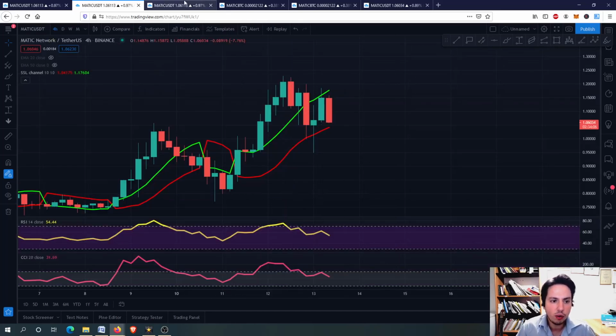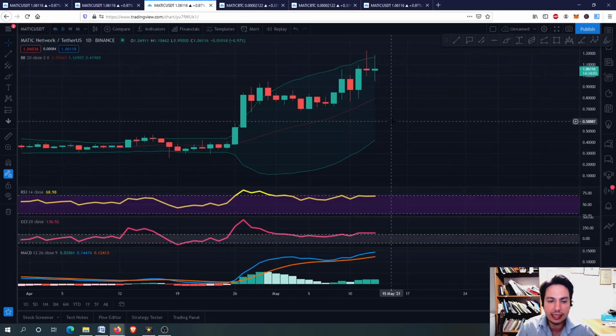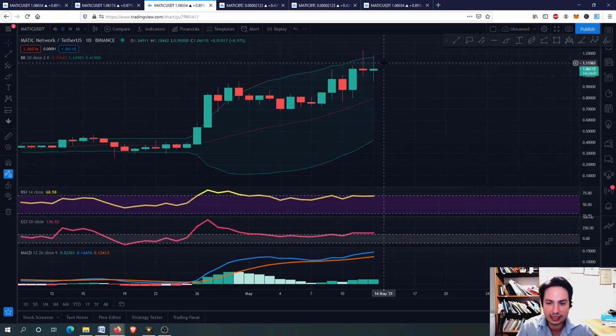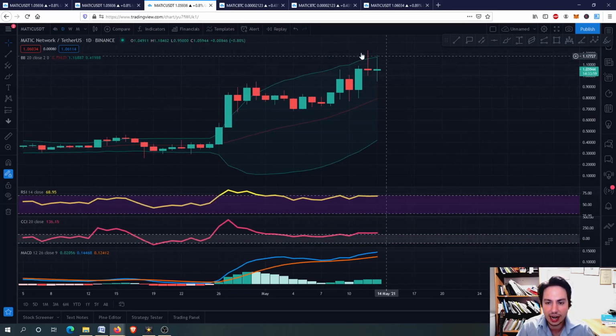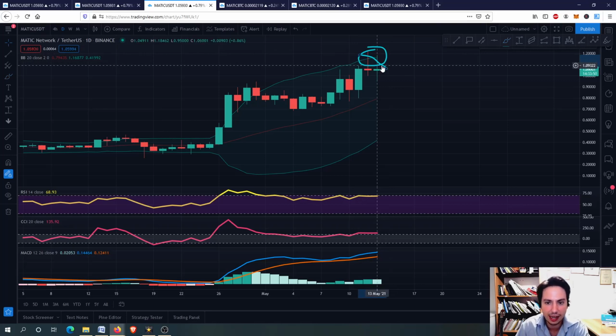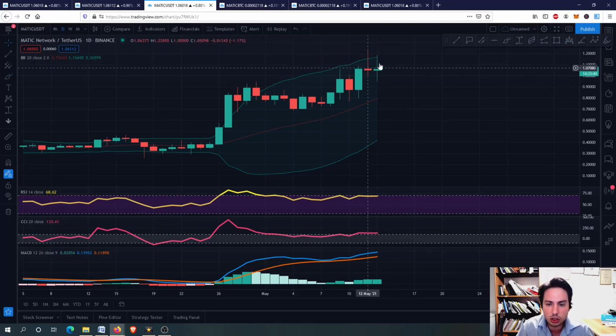So right now, MATIC Network against USDT in the daily frame, and you can see here this scenario where we extend the top line of the Bollinger bands. That's why we are going inside. We are going back inside the Bollinger bands. And of course, guys, one of the reasons that we might see it going a little bit downwards is because we extend the top line of the Bollinger bands.